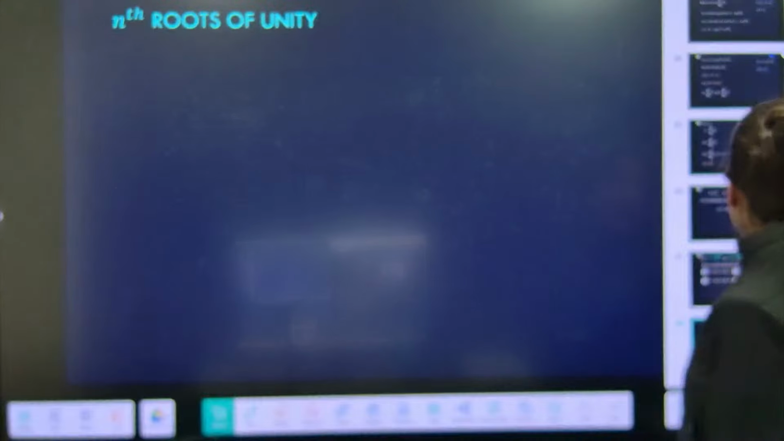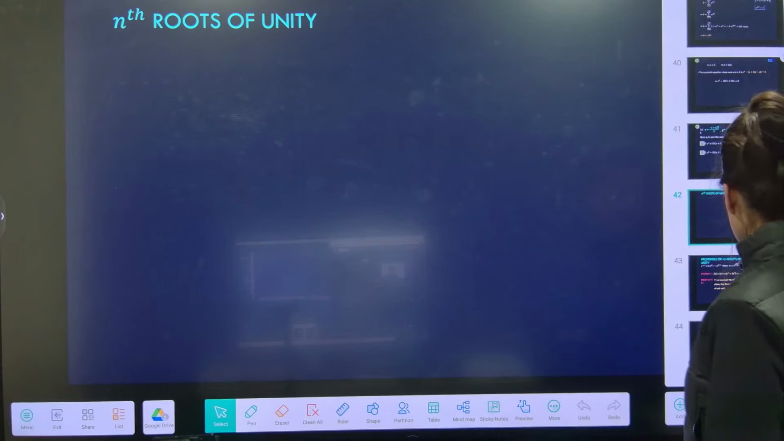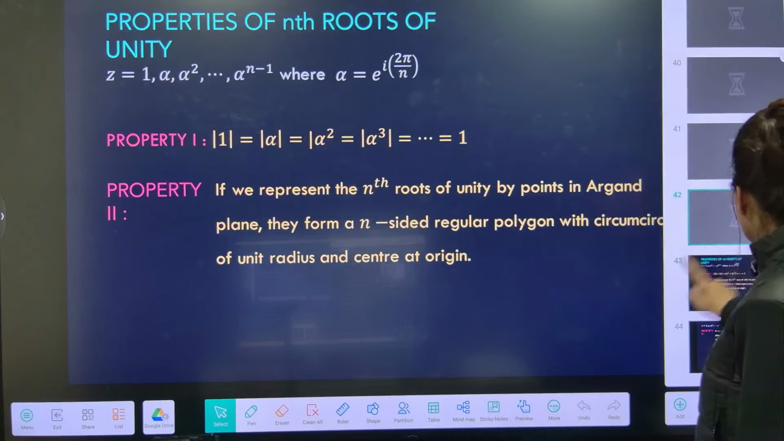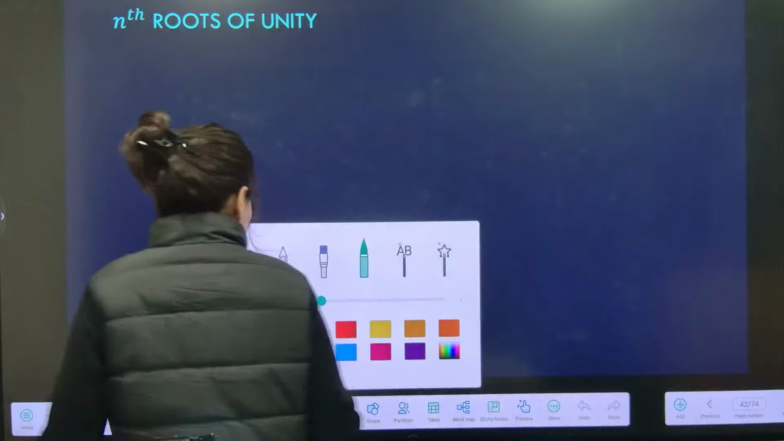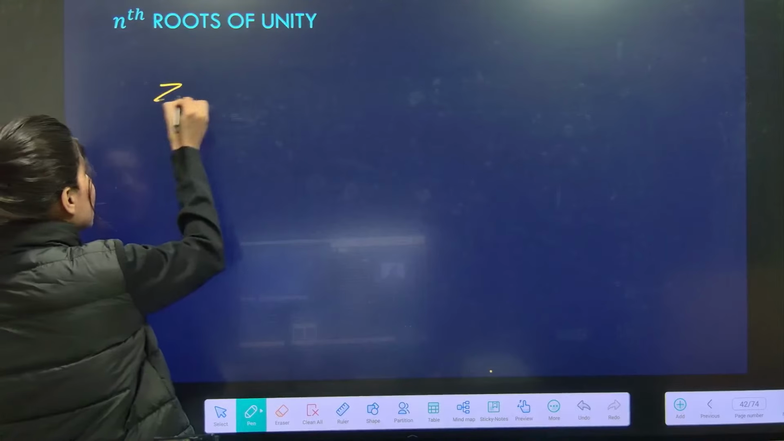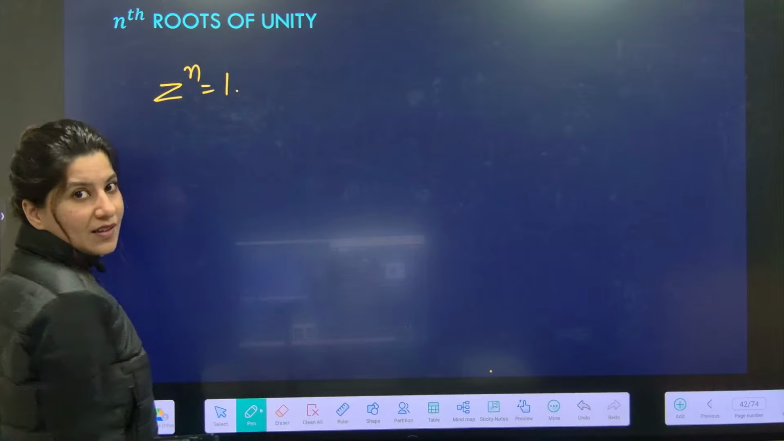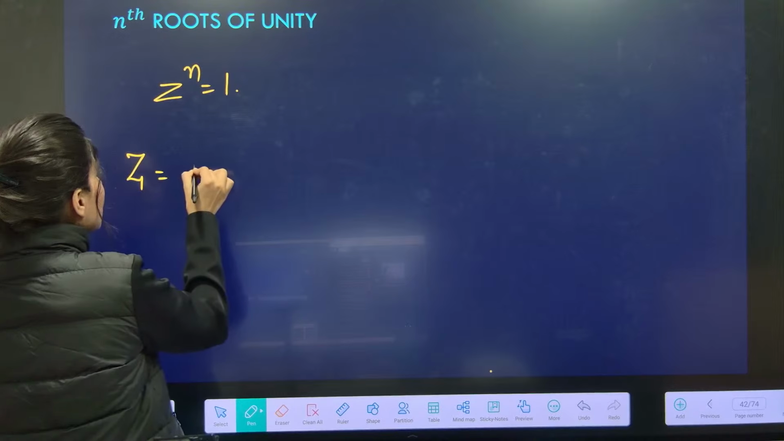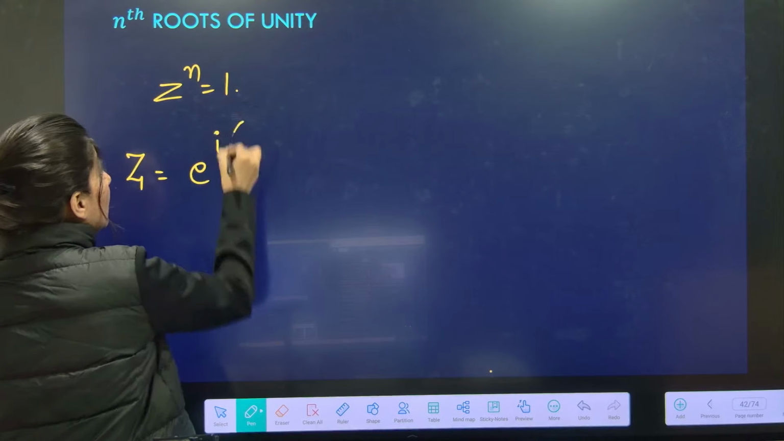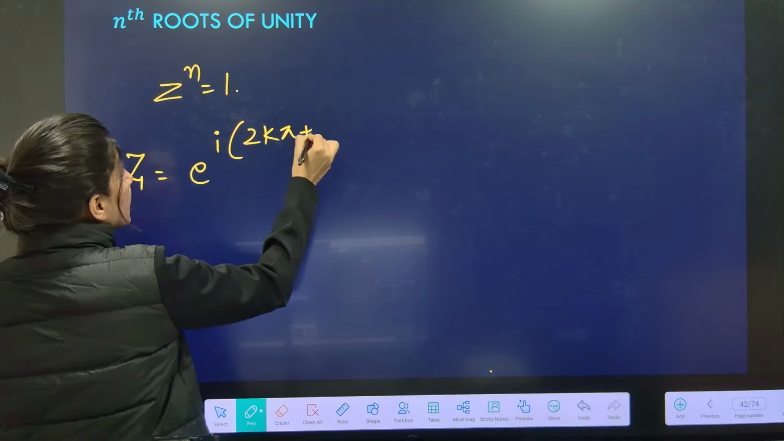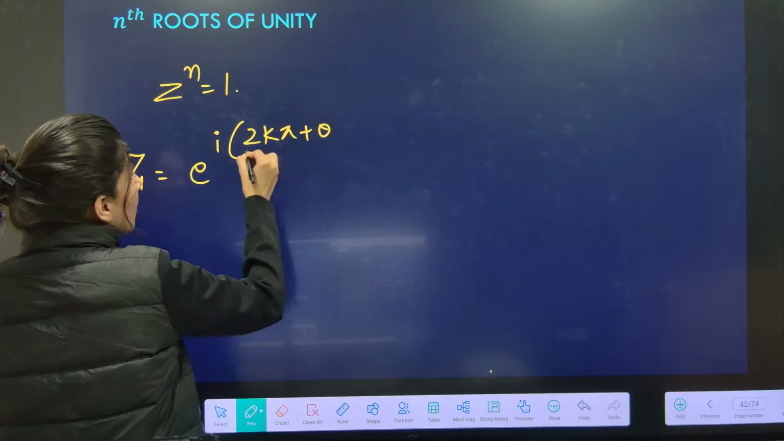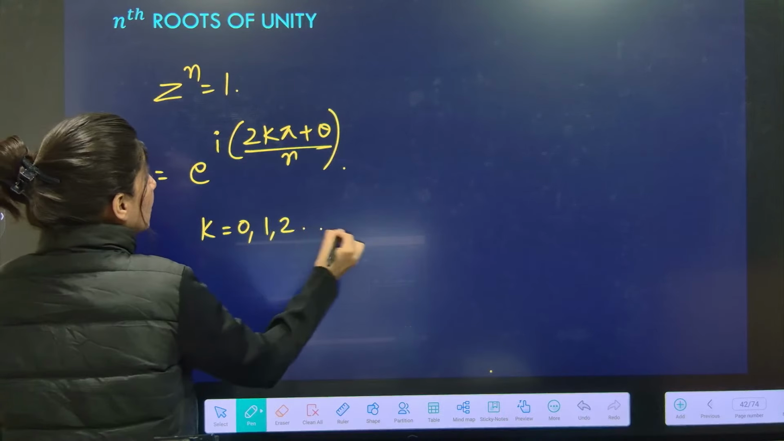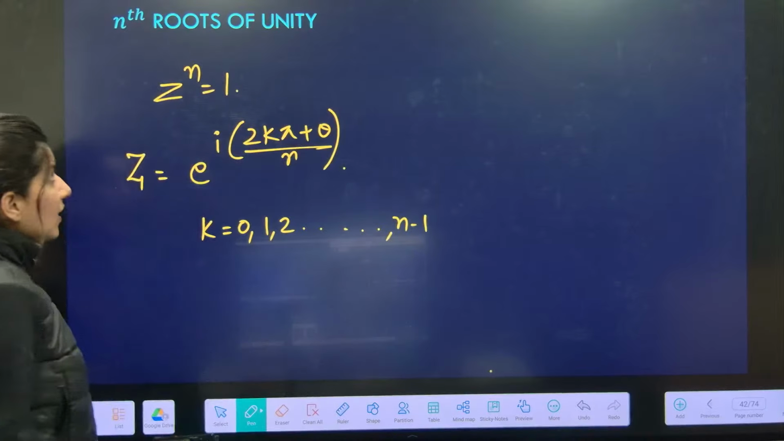Okay. Now we have nth roots of unity. Same thing now. See, nth root of unity again, de Moivre's theorem. Suppose z power n is equal to 1. Then z is going to be equal to e power iota (2kπ + θ)/n, where k is equal to 0, 1, 2, all the way up to n minus 1. N roots are there, no?